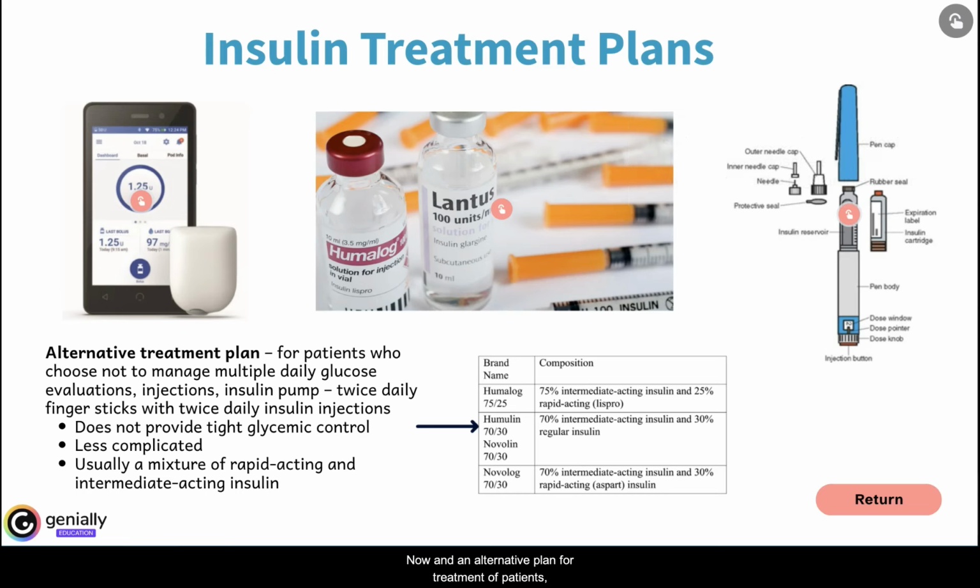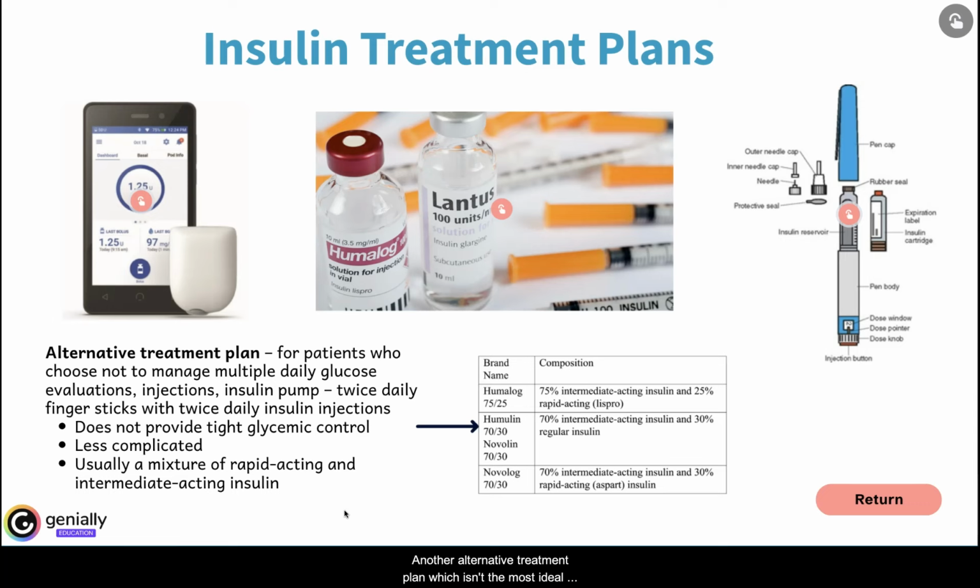Now, an alternative plan for treatment of patients with diabetes. Remember, we said that the average health literacy level is a 6th grade level. Patients who are going home with the diagnosis of diabetes, especially when they're new to it, it takes them time to get used to it, to manage their carbs, to manage their blood sugars, to manage what's called glycemic control. And taking the insulin is something new for them, right?